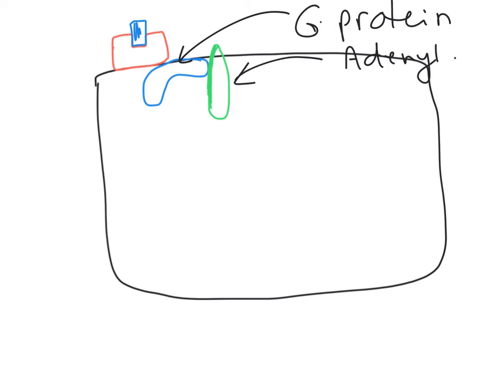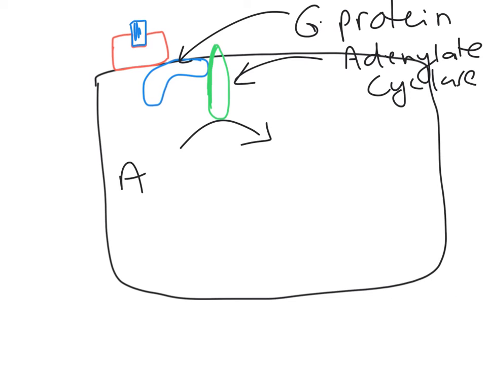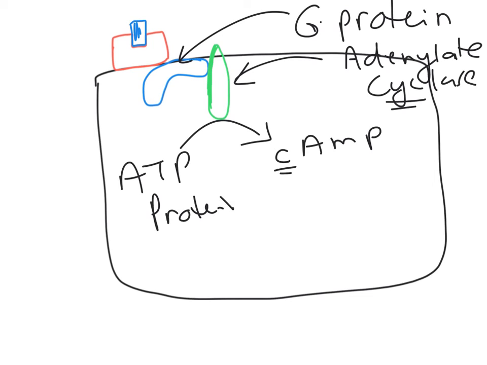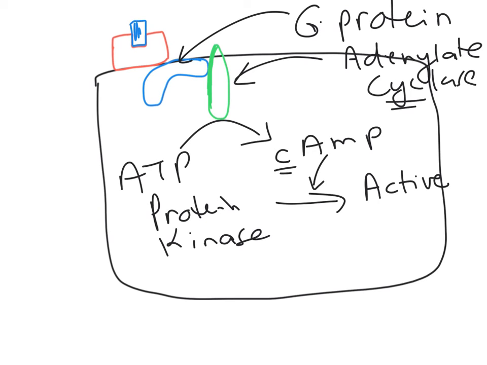This adenylate cyclase, just remember cyclase as in cyclic, converts ATP to cyclic AMP. So cyclase, cyclic AMP. Cyclic AMP then activates enzymes called kinases, protein kinase. So it's going to go from an inactive form to an active form. So that's what the cyclic AMP is doing.